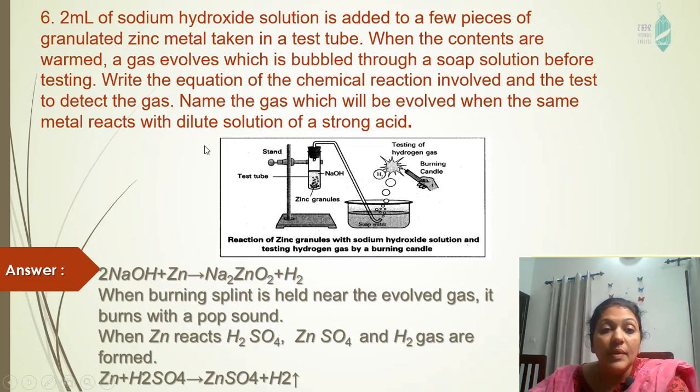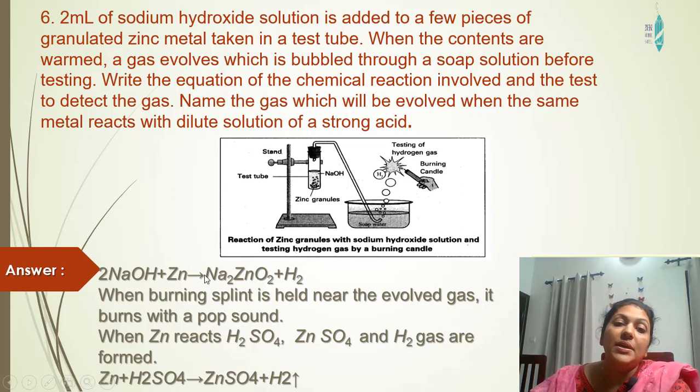Now, the last question is: name the gas which will be evolved when the same metal reacts with the dilute solution of a strong acid. Here, for example, zinc reacts with sulfuric acid. The same products, salt and hydrogen gas, are produced. Here, zinc sulfate will be produced along with hydrogen gas. Okay, while writing the equations, try to balance all the chemical equations, right? Moving to the seventh question.